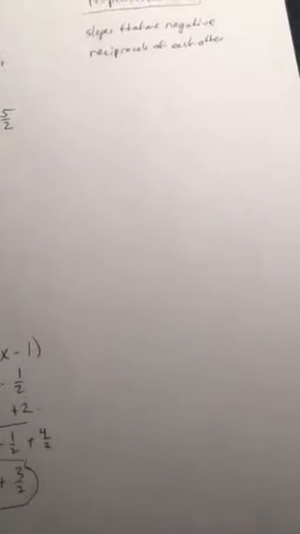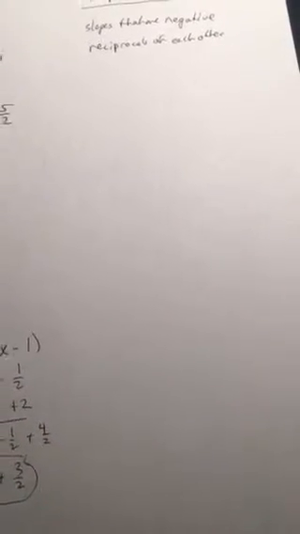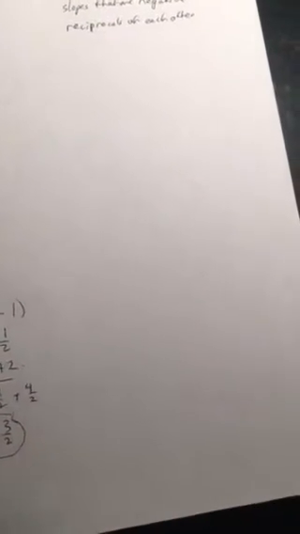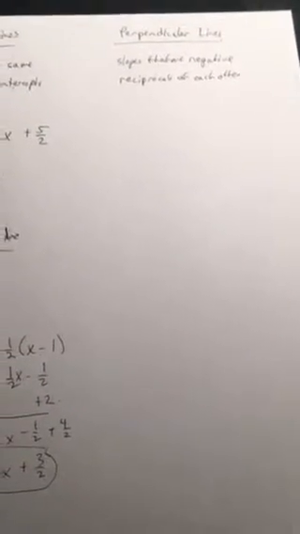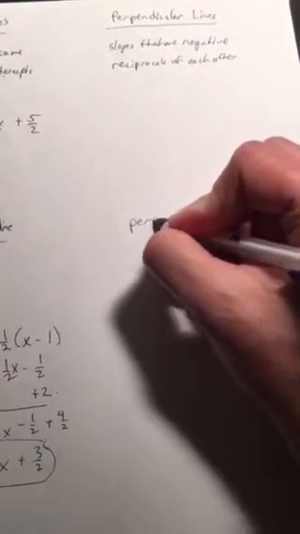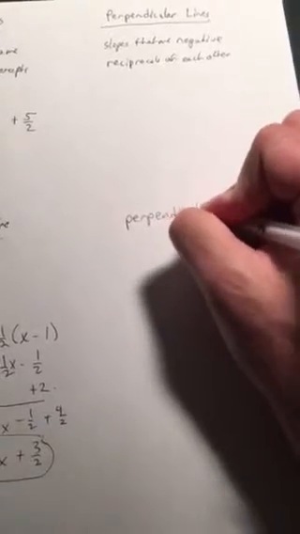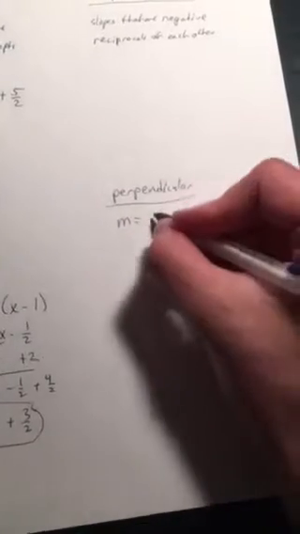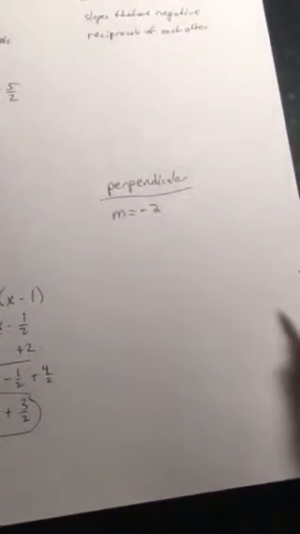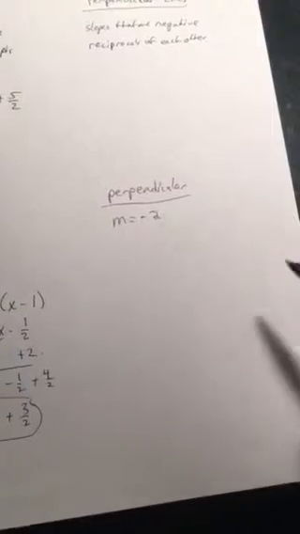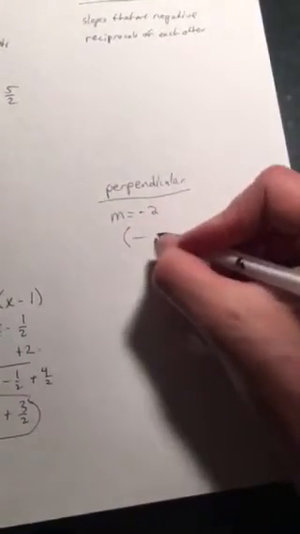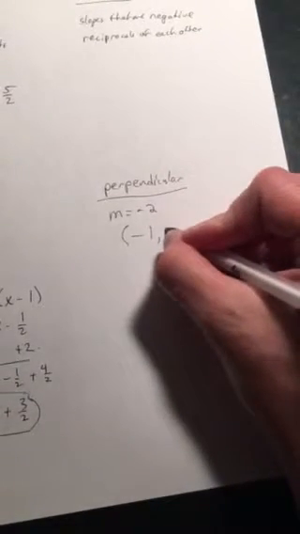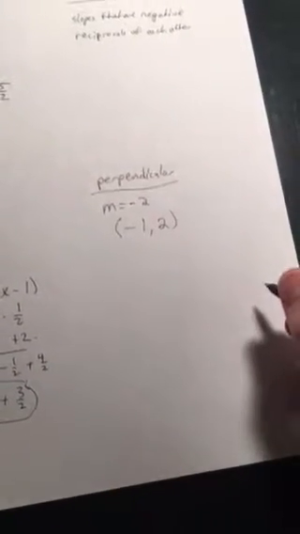For perpendicular lines, two lines can be perpendicular and their slopes can be different or the same. That doesn't matter. What does matter is that their slopes are negative reciprocals of each other. So if the original slope was 1/2, the negative reciprocal, well, the reciprocal is 2, the negative reciprocal will be -2. And let's actually do perpendicular to the line, but through a coordinate that is known on that line, -1, 2.